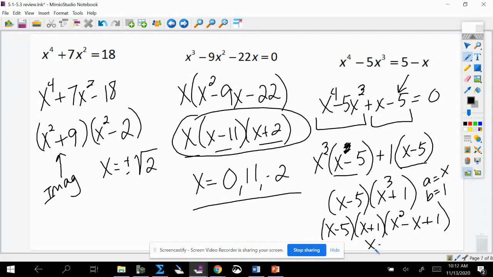I do have two solutions. 5 makes the first factor 0, negative 1 makes the second factor equal to 0, and this again is imaginary.